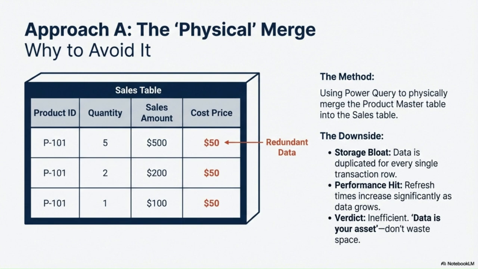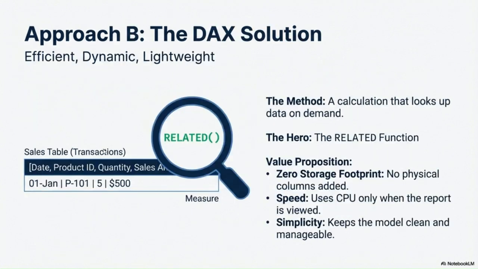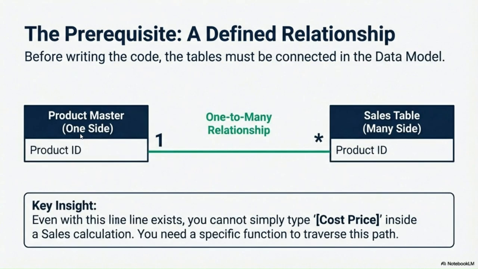One possible approach is to merge tables using Power Query, but this creates serious problems like duplication of data, larger file size, slower refresh rate, and poor scalability. This approach works technically, but it's not recommended for analytical models. The correct and efficient approach is to use the RELATED function. RELATED dynamically fetches data from a connected table without physically copying it. This keeps the model clean, fast, and scalable. RELATED works at query time, not storage time.